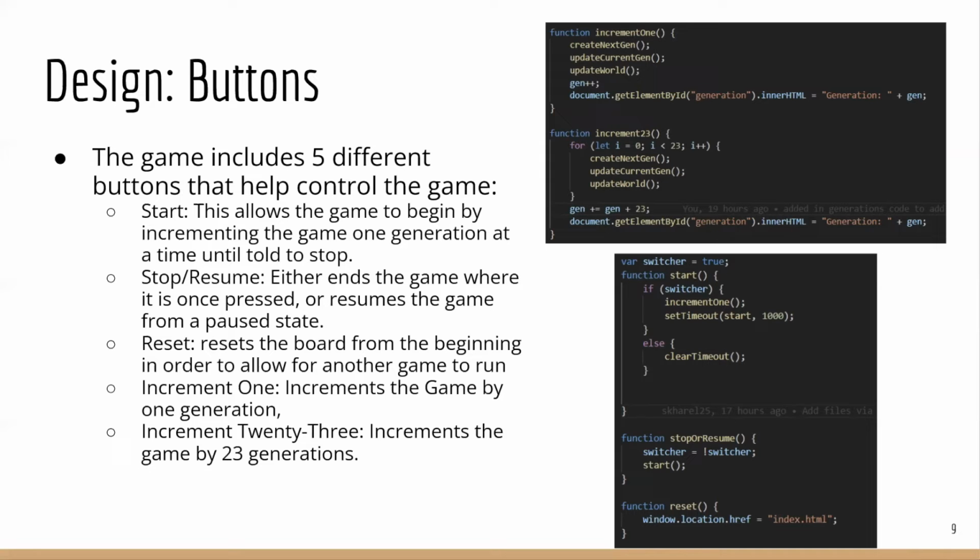We included a reset button. The reset button resets the board from the beginning in order to allow another game to run. This is really helpful if all of your cells die within the first 3 generations due to under or overpopulation and you have nothing left to look at. We included an increment 1 button, which allows the user to choose to increment the game by 1 if it's on pause so they can take it slowly step by step and analyze what's happening. Or if you want to skip and see what happens at the end, you can increment by 23 generations and see it 23 generations ahead.